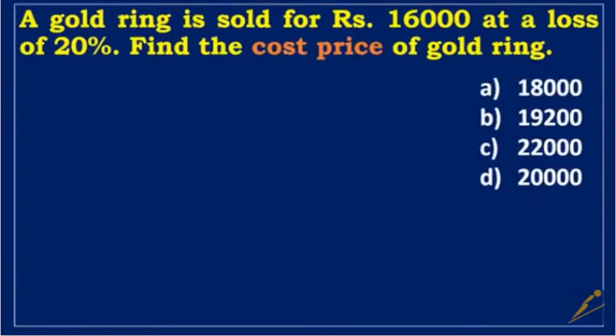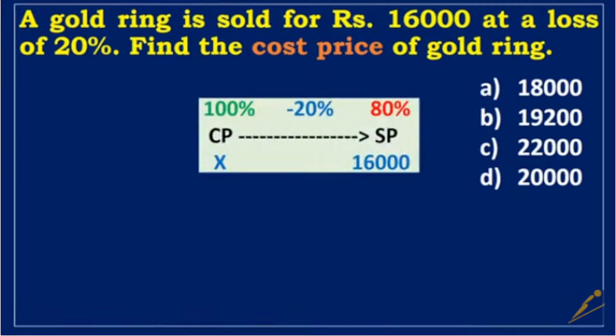Let's look at the first example to understand the basic concept of the profit or loss percentage. A gold ring is sold for rupees 16,000 at a loss of 20%. Find the cost price of the gold ring. The selling price of the gold ring is rupees 16,000. Assume the cost price is 100%. The loss percentage is 20%. Then, the selling price is 80%.